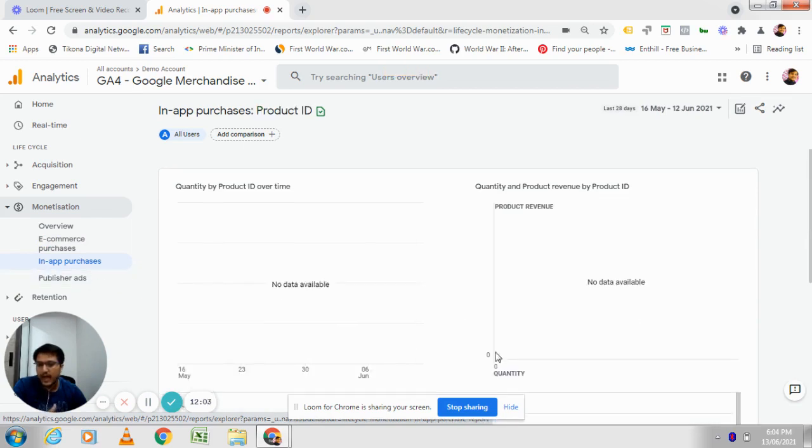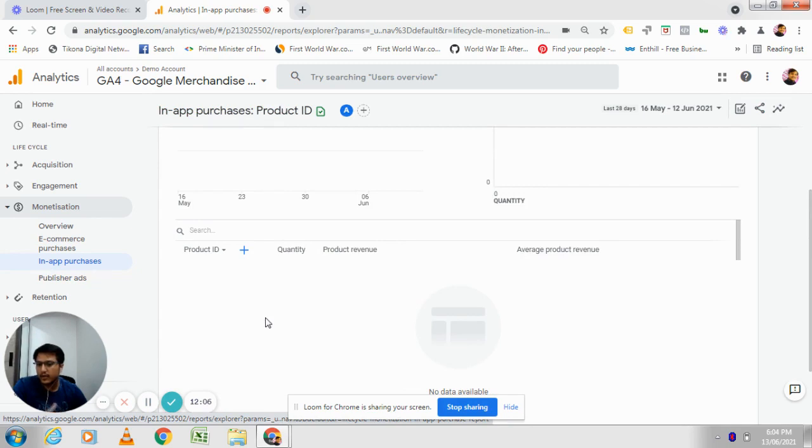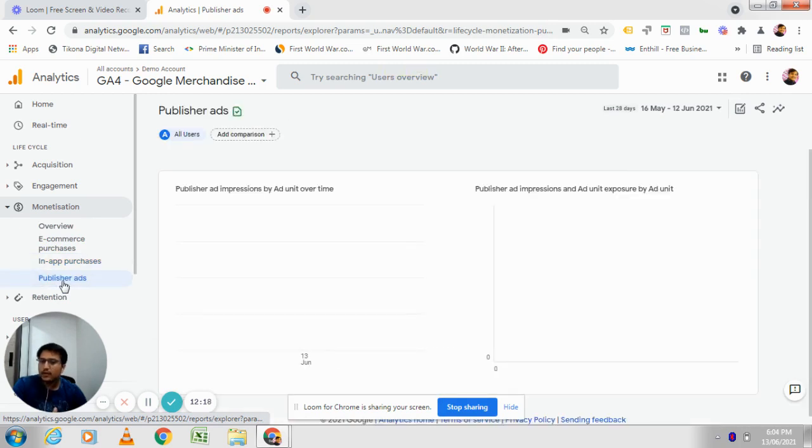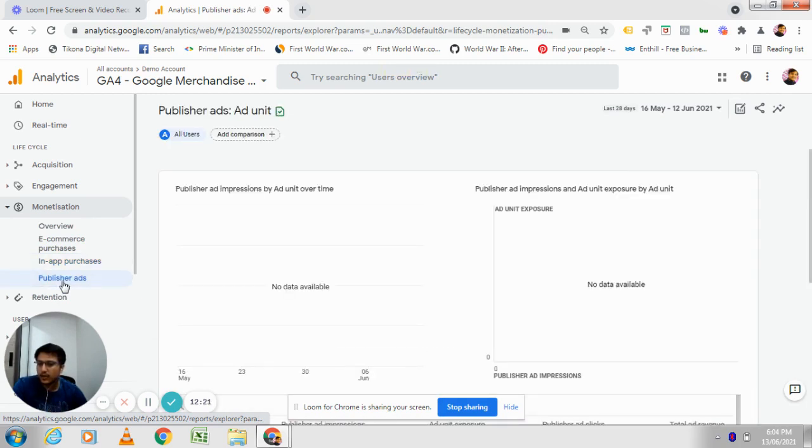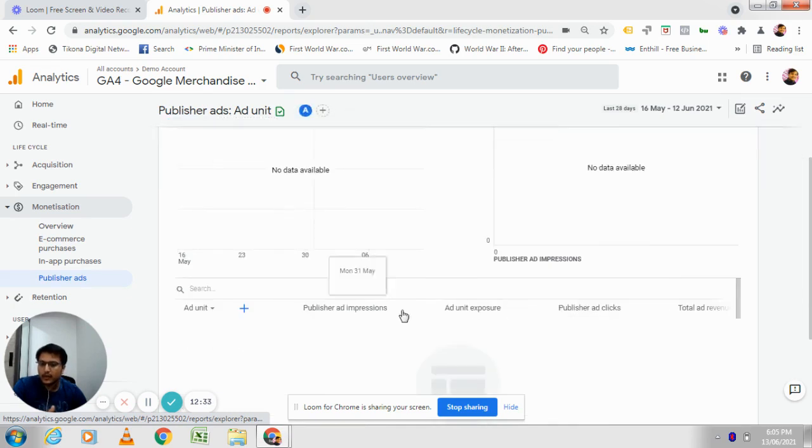If your app is showing some sort of products, and let's say the customer can buy products through your app, then you can see those numbers through in-app purchases. There is something called publisher ads. I was talking about games. Let's say you are a blogging website and you are running ads on your blogging website, and you have linked your Google AdSense with your Google Analytics. Then in that case you will be able to see what the content is and who the publishers are who are running ads on your website.